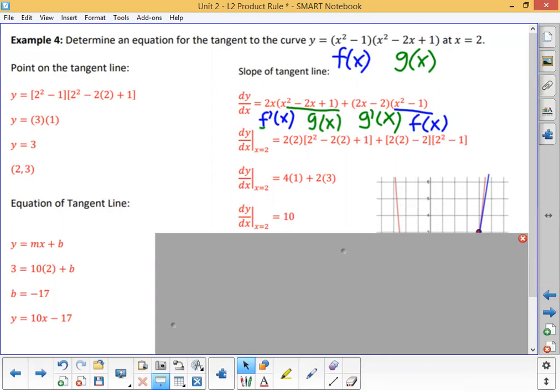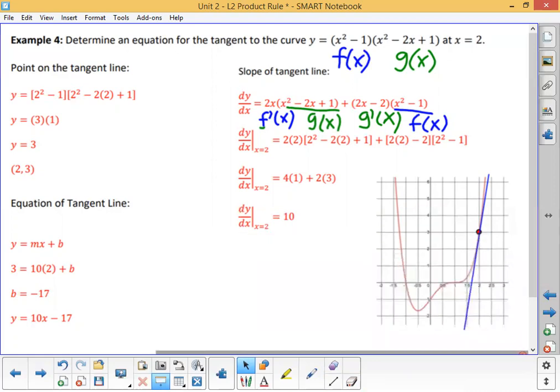So now I have a point on the tangent line that also is a point on the curve. I have the slope of the tangent line. I'm going to substitute that information into y is equal to mx plus b to find the equation of the tangent line. And this is what it looks like.